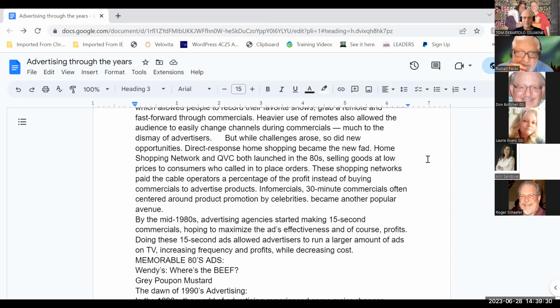Direct response home shopping became the new fad. Home shopping networks such as QVC, both launched in the 1980s, sold goods at low prices to consumers who called in to place the orders. These shopping networks paid the cable operators a percentage of the profit instead of buying commercials to advertise products.